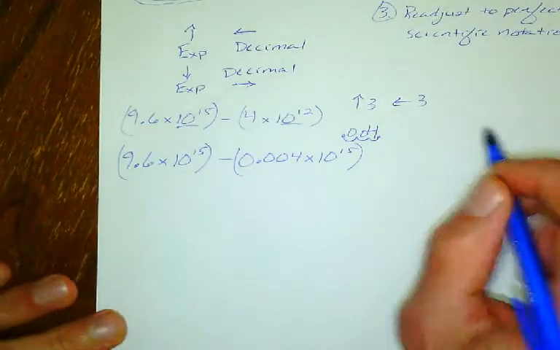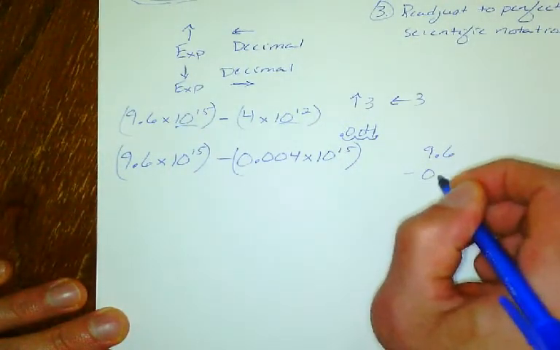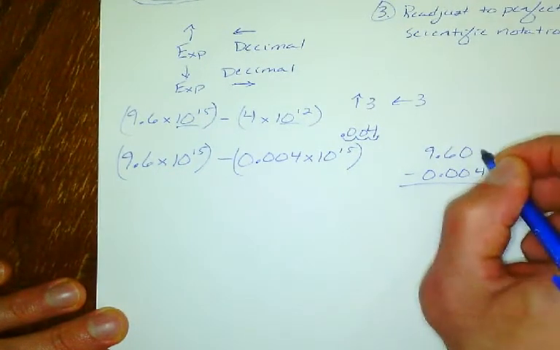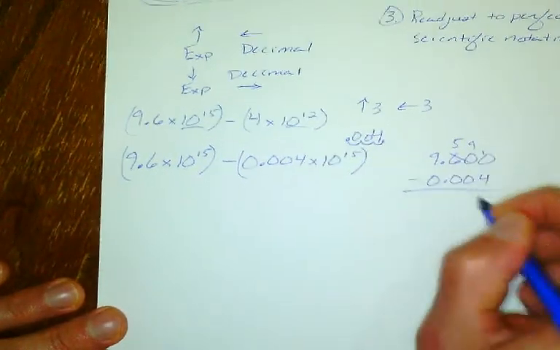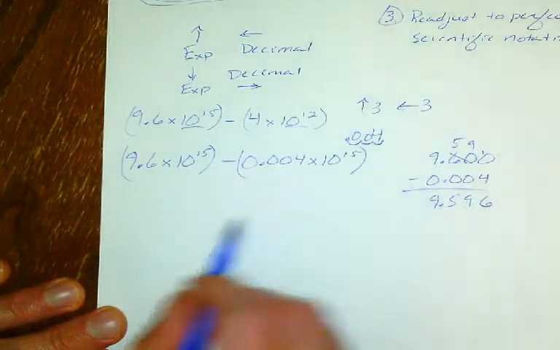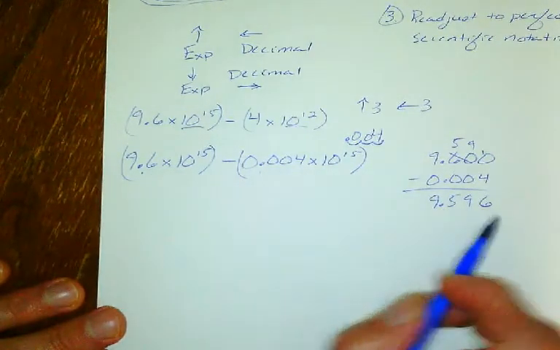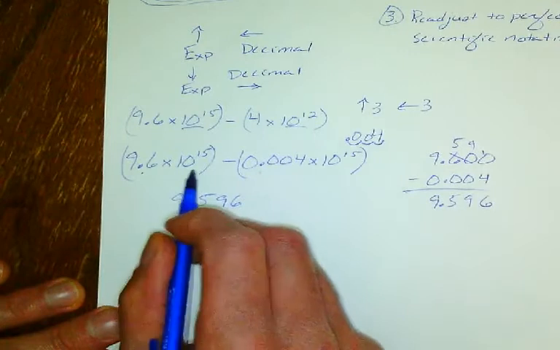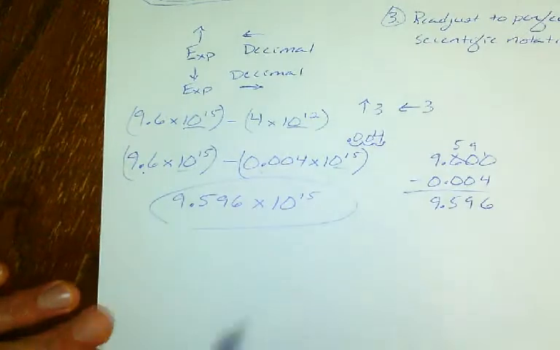Now, since my powers match, I can do the subtraction. So I can subtract the first numbers. So I have 9.6 minus 0.004. Subtraction is always a little harder. I'm going to have to borrow here. So I get 6, 9, 5, 9. So 9.6 minus 0.004 is 9.596. Now I'm going to keep the power of 10 the same, times 10 to the 15th. And that's my final answer.